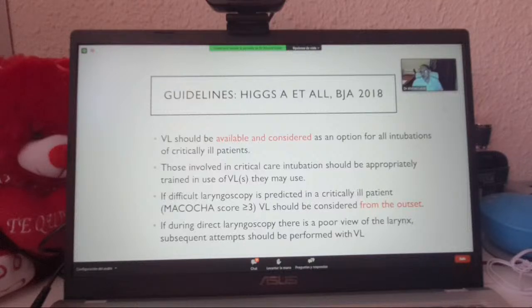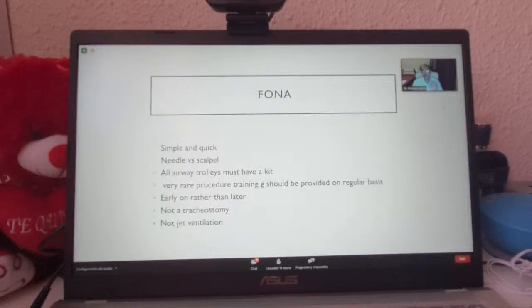That's my advice to the juniors. However, we have the video laryngoscopy available. Front of the neck access, nowadays it's more simple and quick because it's standardized across the whole organization. And the needle, as we said, is less effective and less successful.